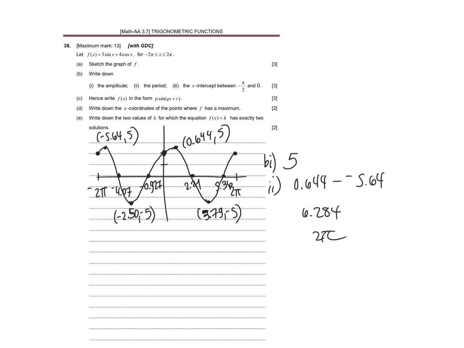The x-intercept between -pi/2 and 0, so it's -0.927. All right, hence write in the form that. Okay. So 5 is the thing.